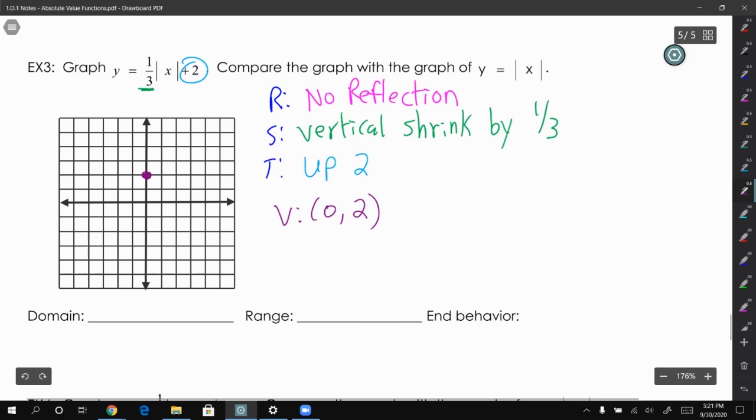And our a value is 1/3. So that means from our vertex, we go up 1 and right 3. Then from our vertex we go up 1 and left 3. So this V is shrunk.